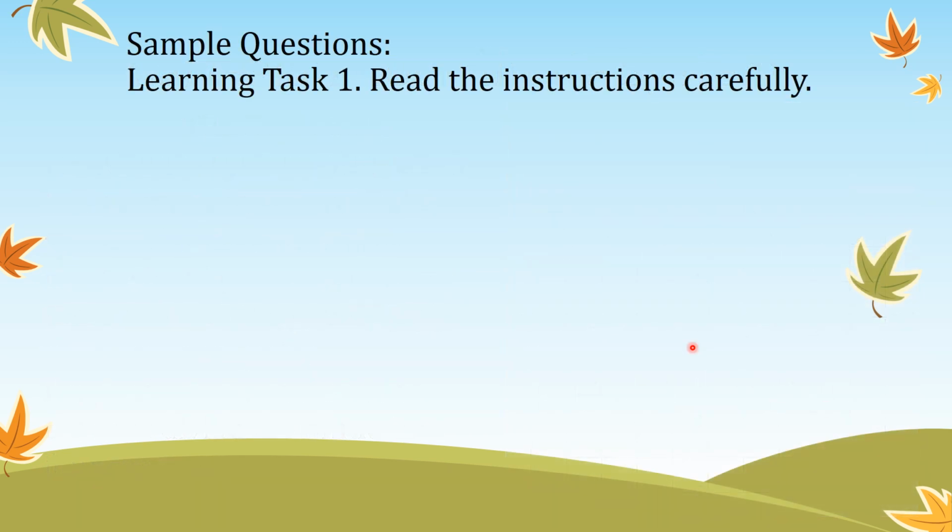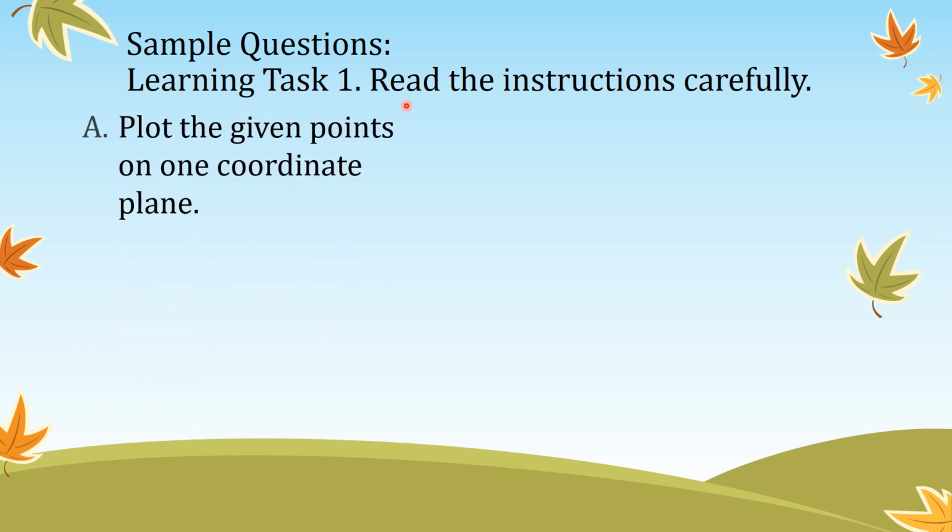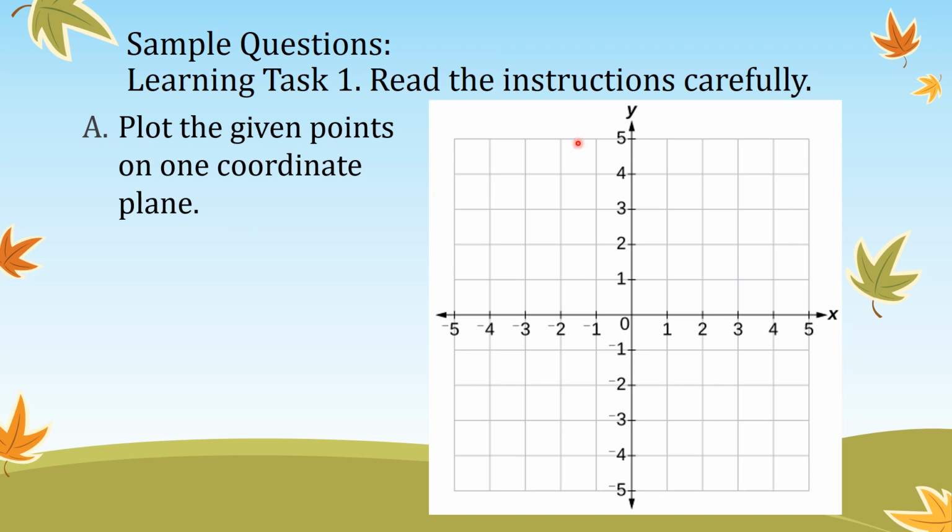So we have these sample questions. We call it learning task 1. So read the instructions carefully. For the first one, plot the given points on one coordinate plane. So we have this Cartesian coordinate plane. We have the first coordinate or ordered pair, negative 5, 4. So this is our x-axis and this is our y-axis. This is the x-coordinate and this is the y-coordinate.